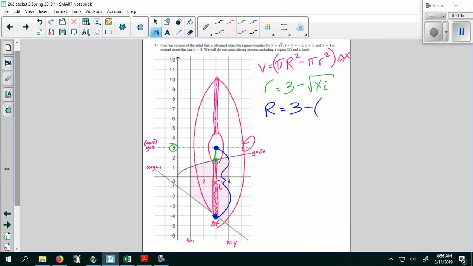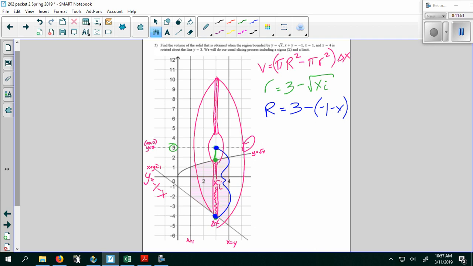Now this y value is on the line x plus y equals -1. So if you solve that for y, because I need the y value, I picked the x value, x sub i. I need the y value. So y equals -1 minus x is the equation of that line. So my large radius is going to be 3 minus (-1 minus x).